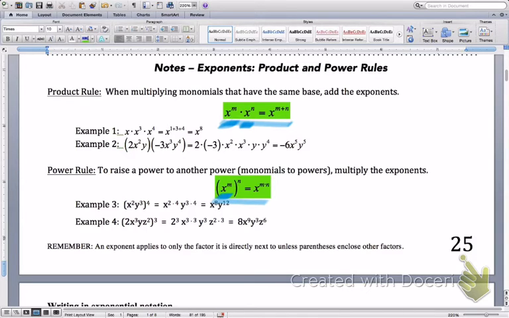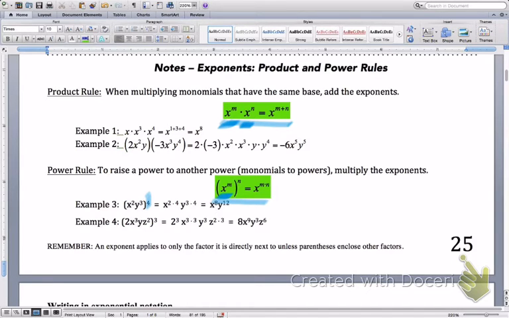So here we have an example of each of these cases. Examples 1 and 2 show the product rule. Again, we add the 1, the 3, and the 4 to get 8. On example 2, we add the power of 2 and the power of 3 on the x's. We add the power of 1 and the power of 4 on the y's, and we just multiply the regular full-size numbers.